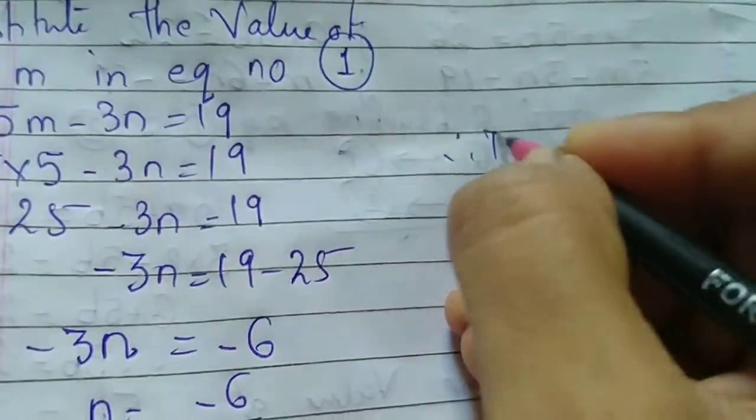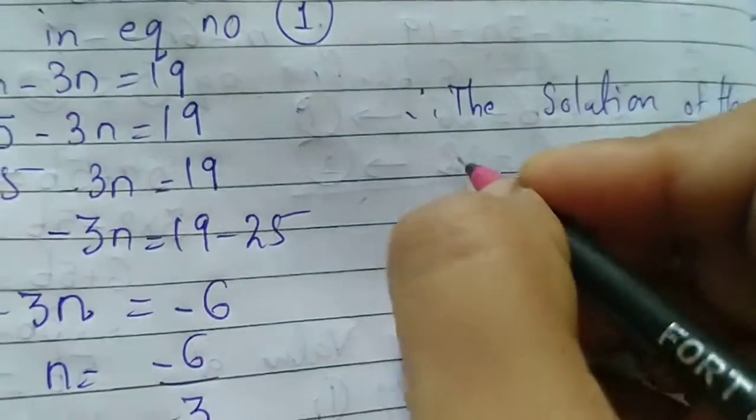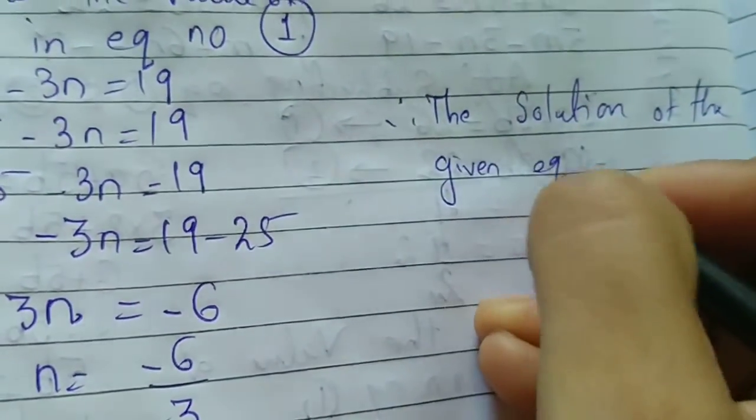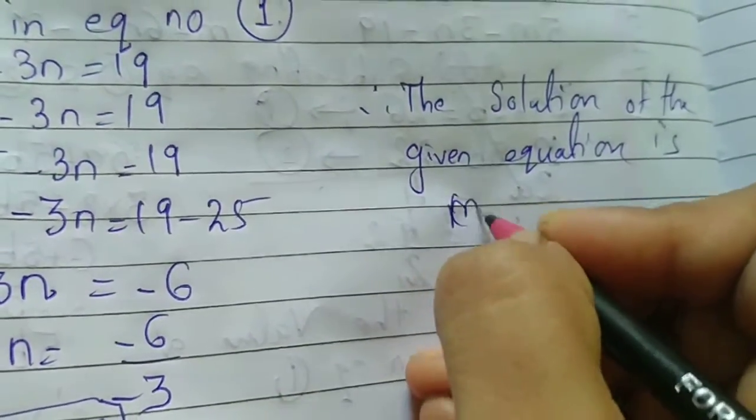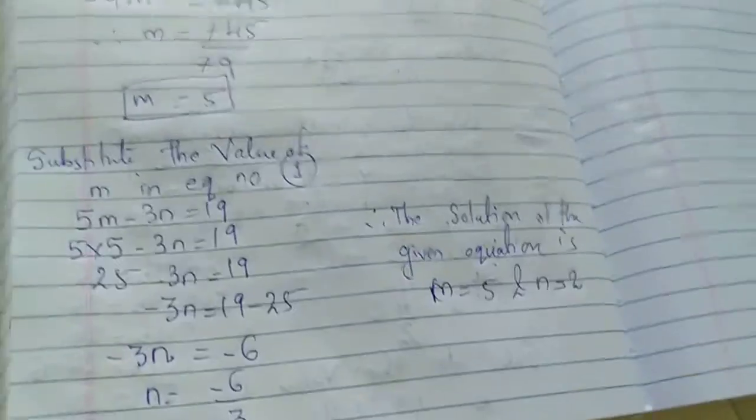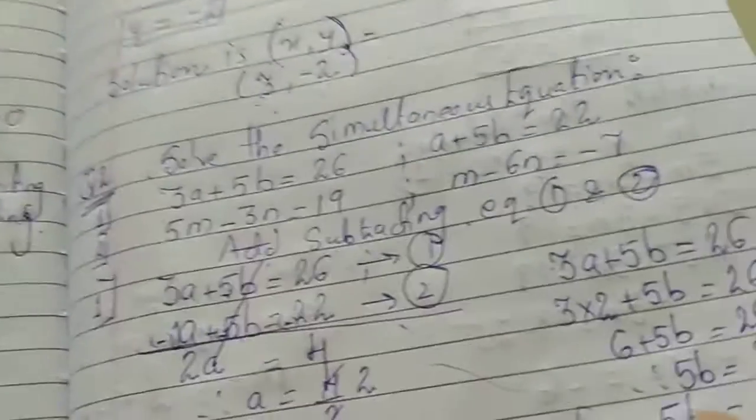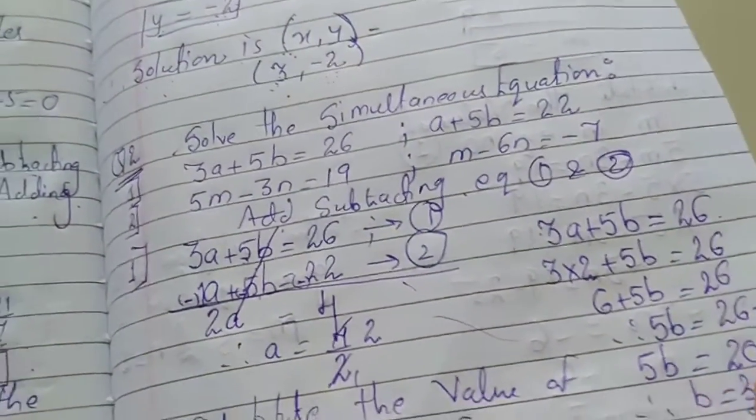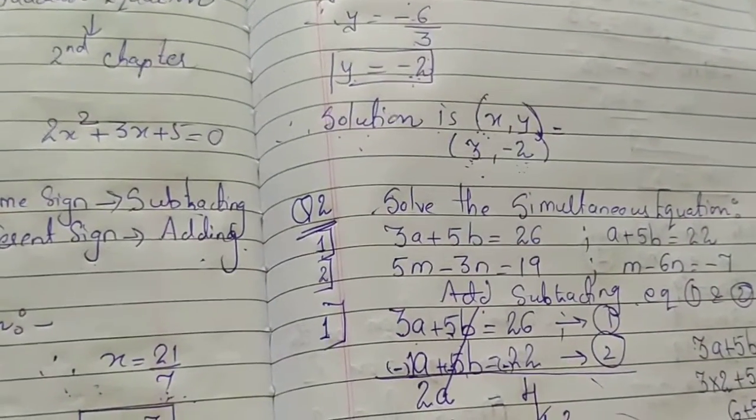Then comes the last statement. Therefore, the solution of the given equation is m is equal to 5 and n is equal to 2. So we did 3 sums today. One is an activity type question and the other 2 are from the second question, that is first and second one. Children, again I am repeating, you have to practice it a lot. Then only you will be able to solve.